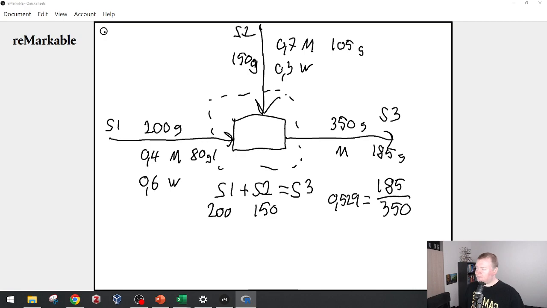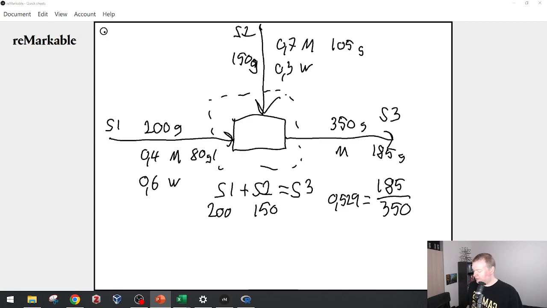So at this point, I've basically solved the first problem that we were going to be looking at, because I know the mass, 350 grams, is going to exit. The composition is going to be 52.9% methanol.